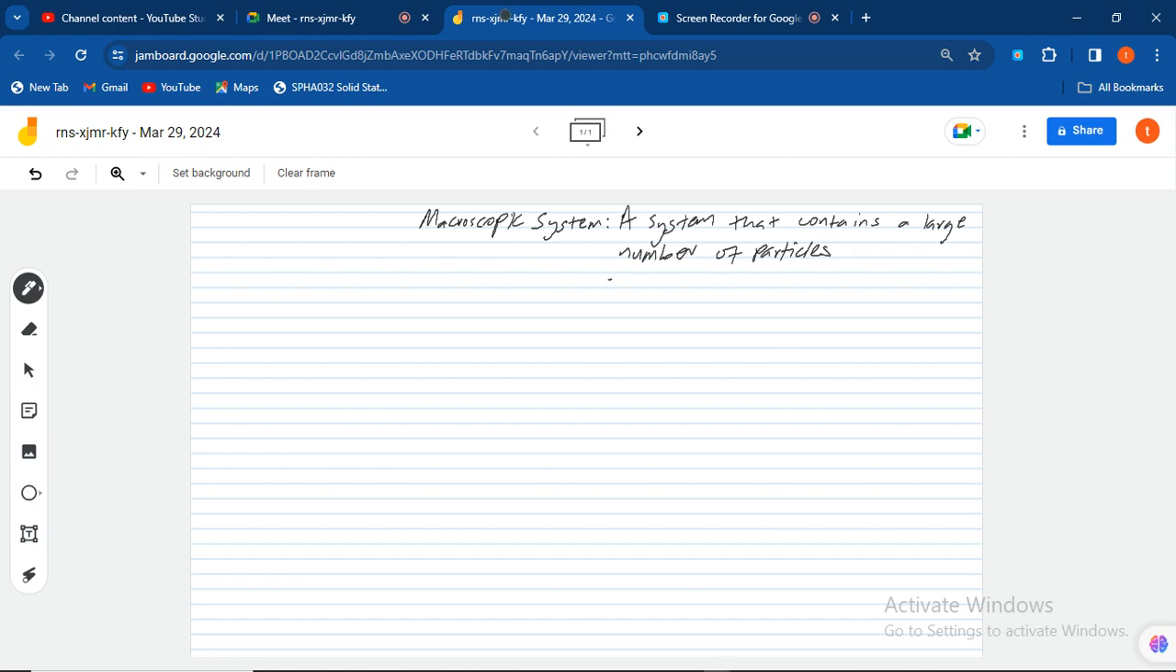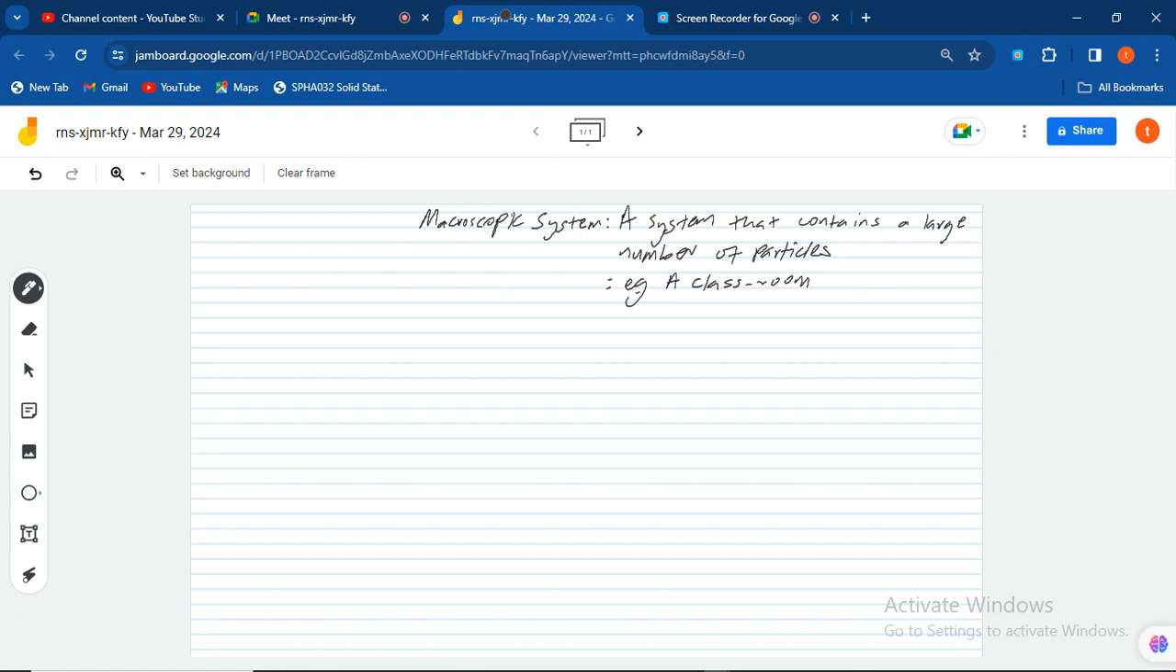You can think of an example, e.g., a classroom. Taking note that in that classroom there are students, right? So we consider those students as particles.